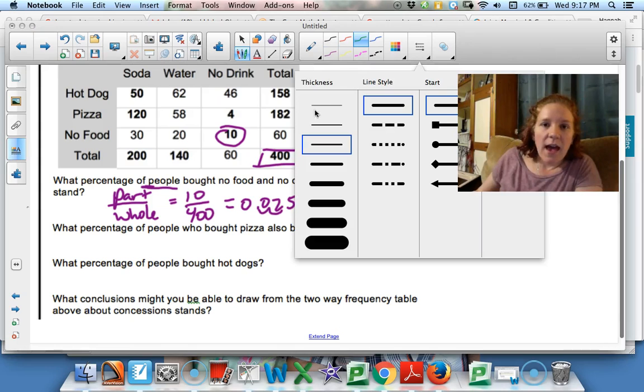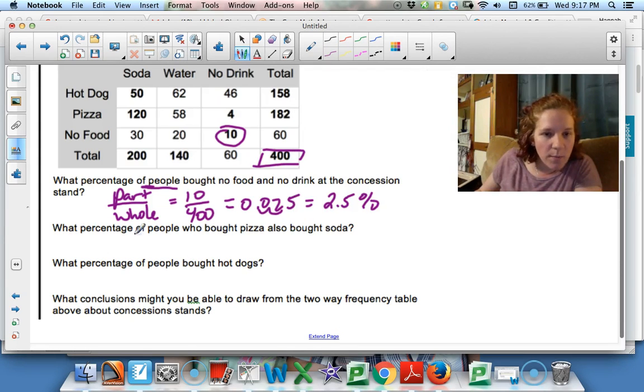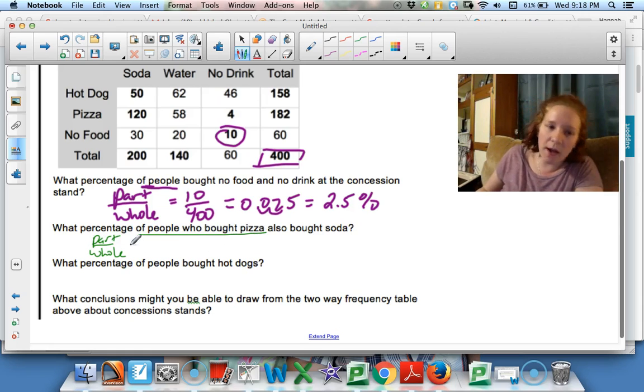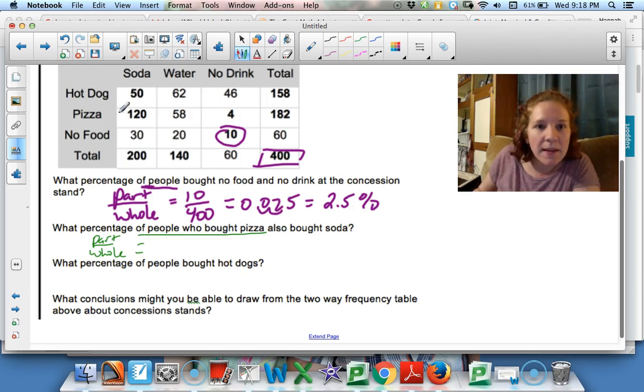Our next question asks a slightly different kind of question. It says, what percent of people who bought pizza? So my "of" statement tells me, remember, it tells me my whole. I'm going to have part over whole. My whole is all the people who bought pizza. I want what percent of people who bought pizza also bought soda. So of people who bought pizza means I'm looking for the total number of people who bought pizza. That's going to be my whole. My part is the portion of these people who also got soda. That's my 120. So I'm going to have 120 over 182.